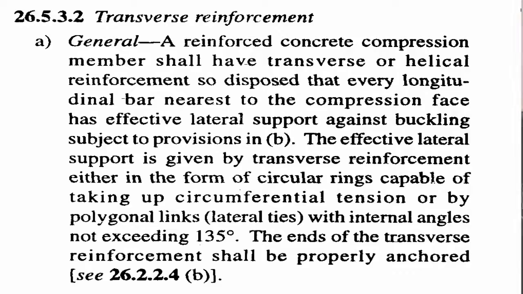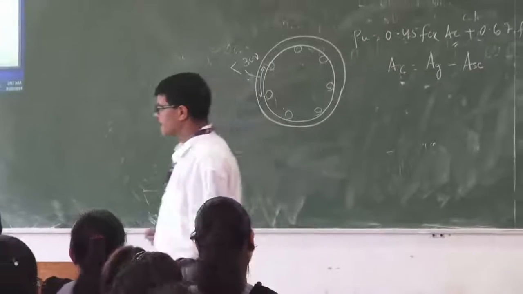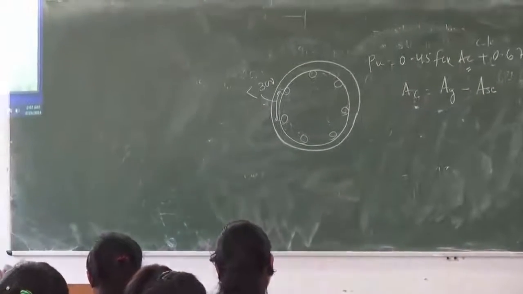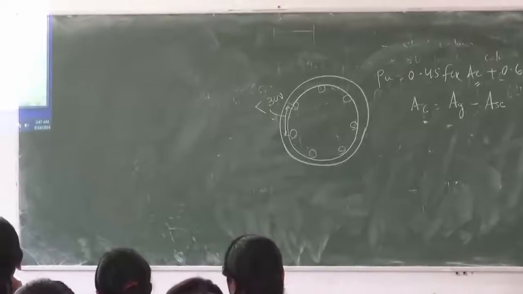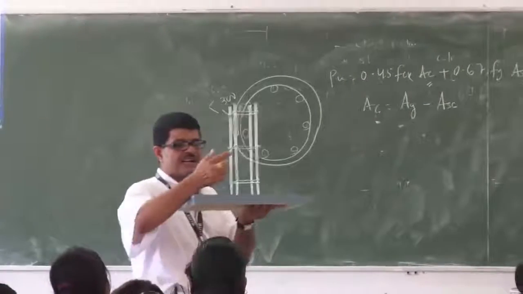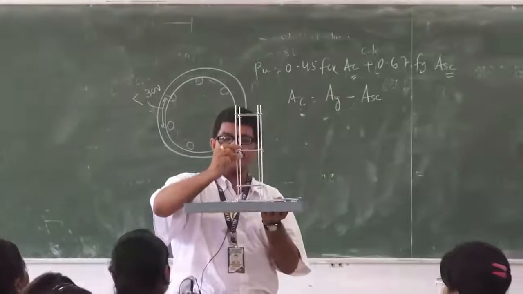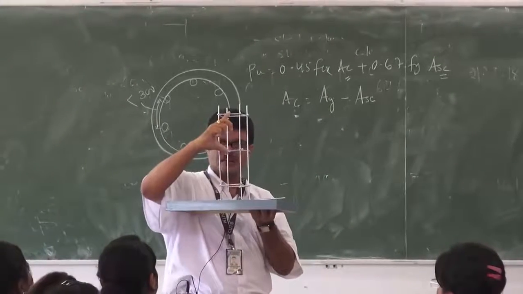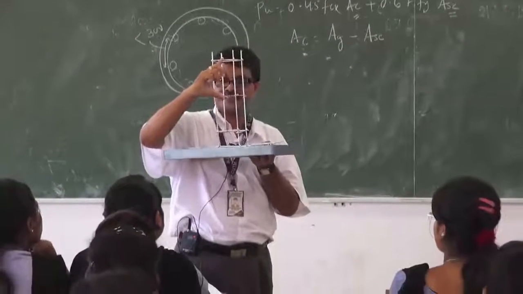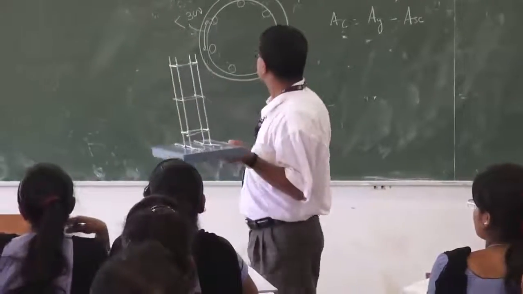Next comes transverse reinforcement. How to provide the transverse reinforcement? Lateral ties. The code is given. When you are providing ties here, what are the 2 things? These are the lateral ties. It has a diameter and this is the spacing. That is called the pitch.